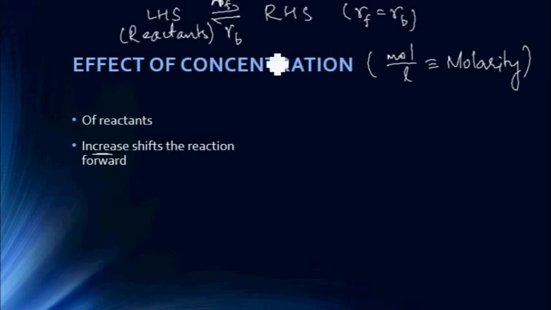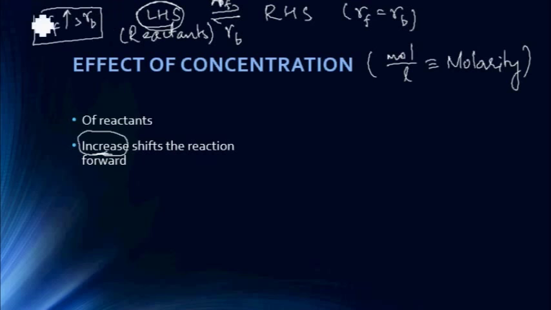Now if I increase the concentration on the left hand side, the reaction will shift the whole equilibrium towards the forward direction. That is, it will increase the rate of forward reaction and make it more than the rate of backward reaction. The reaction by itself can do that. So this is what will happen if I increase the concentration of my reactant.